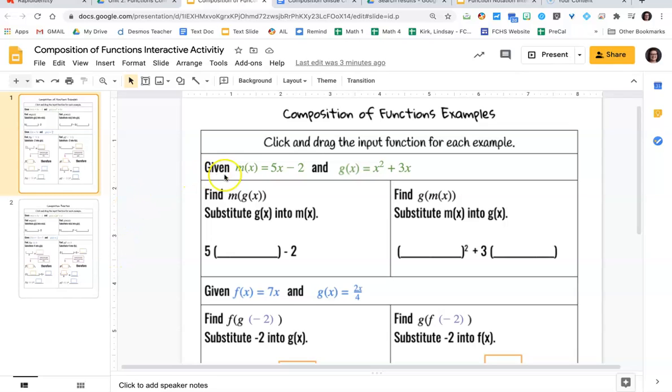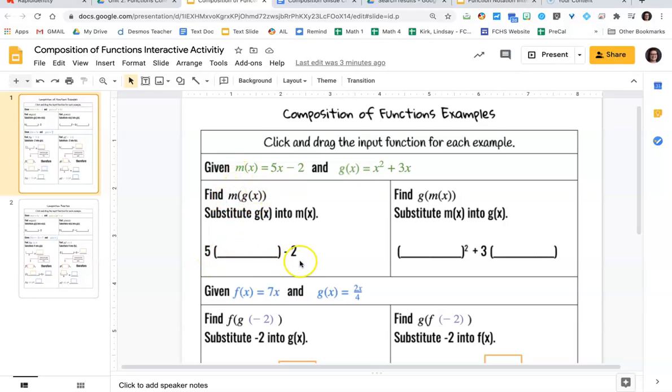So for this first example, we're given the function m(x) equals 5x minus 2, and we have g(x) equals x squared plus 3x. So we want to find m of g of x. So that's telling me that I'm going to take g(x) and substitute the whole g(x) function into the m(x) function.